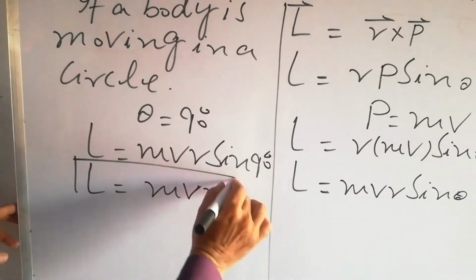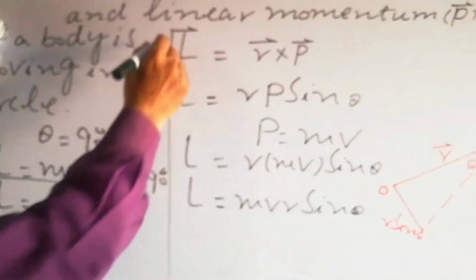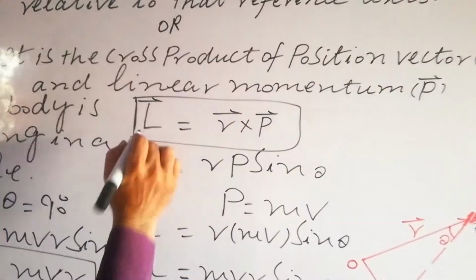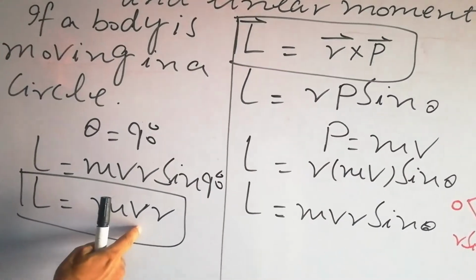So we get another relation for angular momentum. The first one, L is equal to r cross p, and then we have L is equal to mvr.